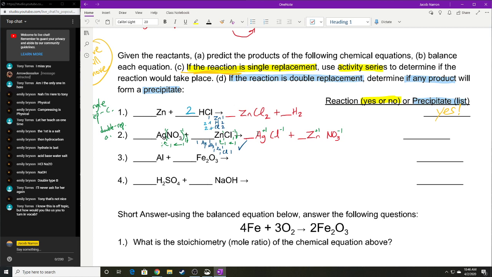Alright, now this is double replacement. And for double replacement, I told you guys you need to determine if there is a precipitate. Luckily I left myself a little bit of room. We have to figure out, is it going to be solid or is it going to be aqueous? So what I'm going to look at is my solubility rules. I'm flipping to it right now. I've got my solubility rules in front of me.